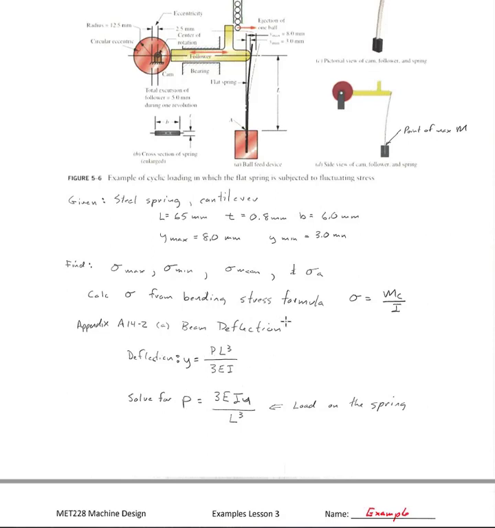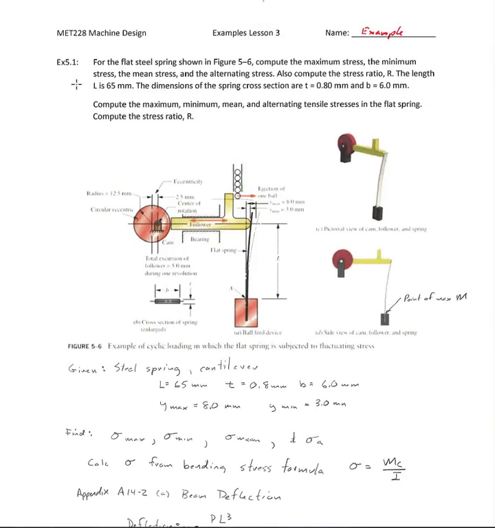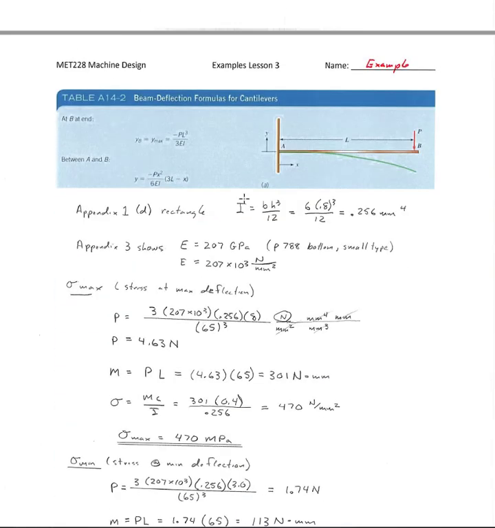Now, if you see something like this on the test, it could be a beam bending problem. It could be any other kind of problem where the stress is fluctuating. Really what we need to do is use what we know to calculate our maximum and minimum stresses. And then the new stuff here would be the mean stress, the alternating stress, and the stress ratio. So let's finish this problem up.